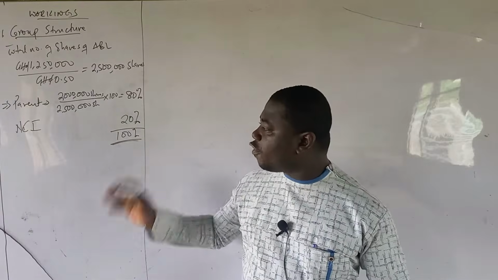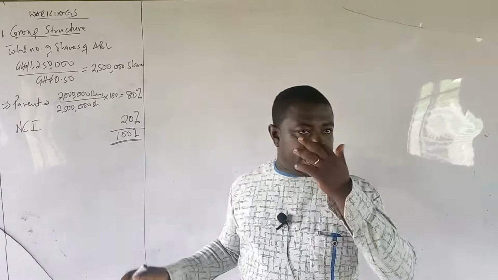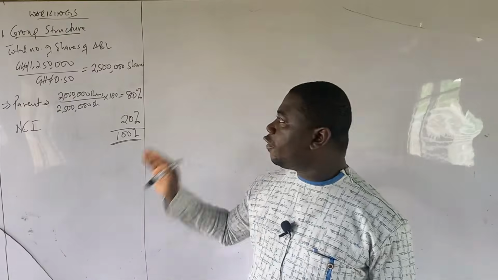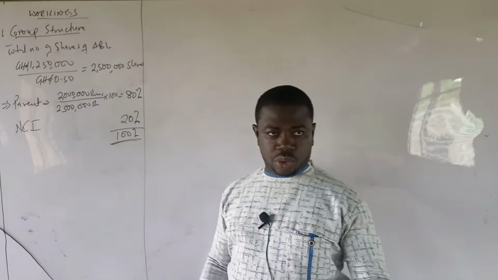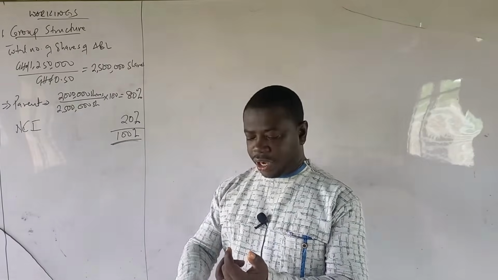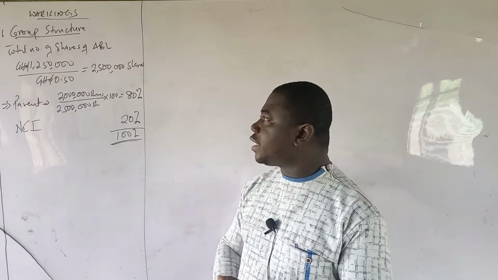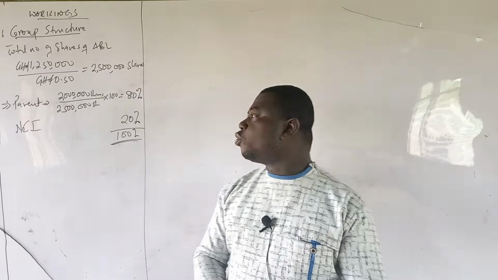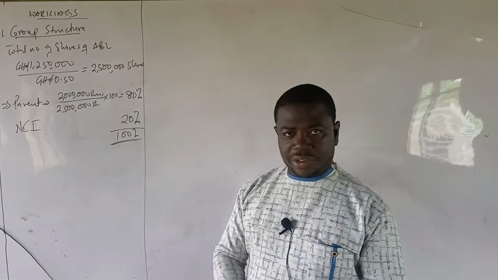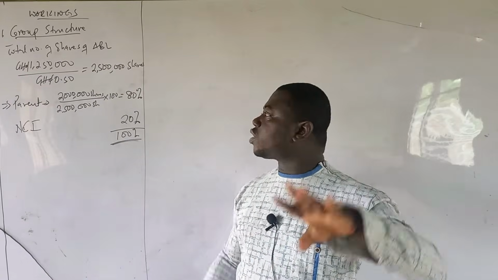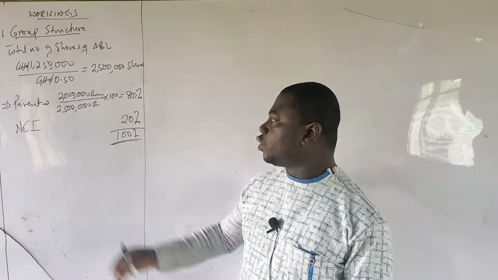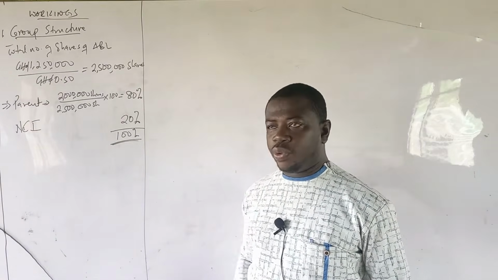So now that we have found our group structure, the next thing to do is the calculation of goodwill. I told you about the big four: we have the group structure, goodwill at acquisition date, the NCI at reporting date, and then the group or consolidated income surplus at reporting date. But to get these four, sometimes you may have to go through other things. So the next thing we have to look at is the goodwill.